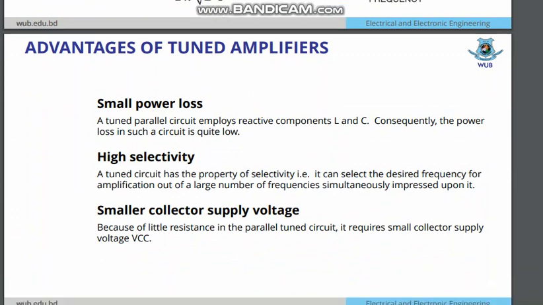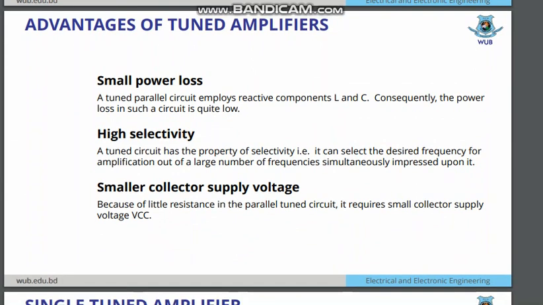Now, what are the advantages of tuned amplifiers? They have a small power loss. A tuned parallel circuit employs reactive components L and C. Consequently, the power loss in such a circuit is quite low. There is also high selectivity.